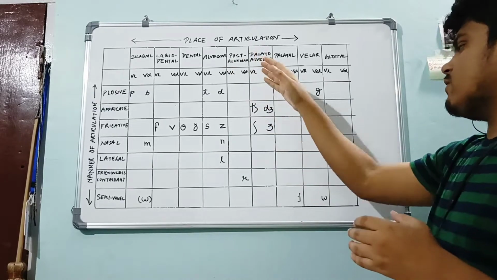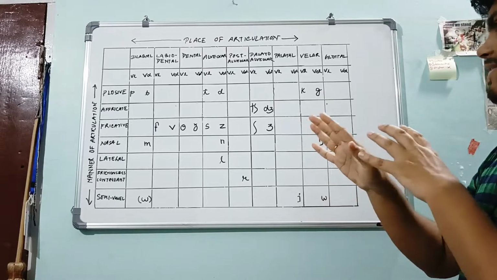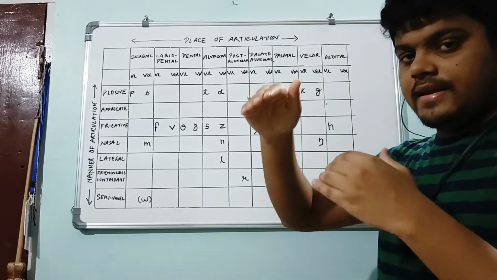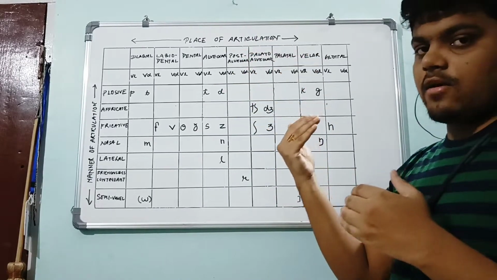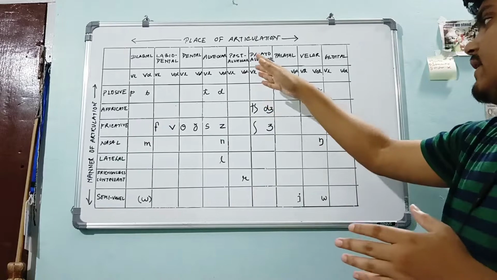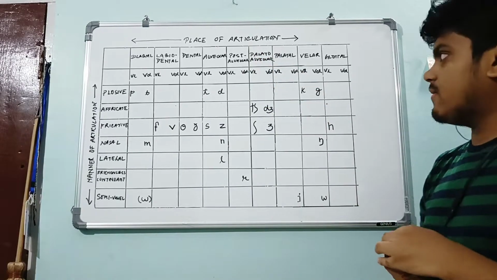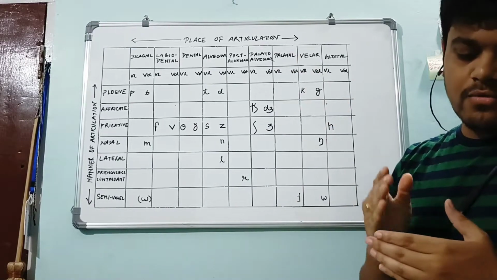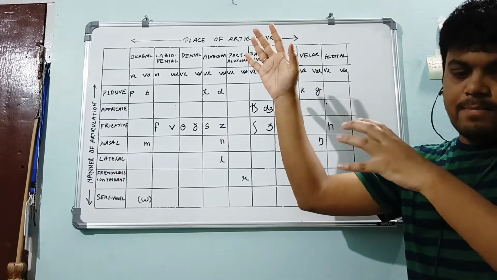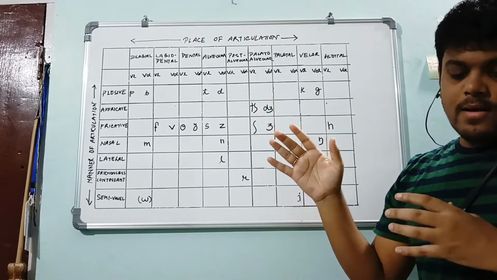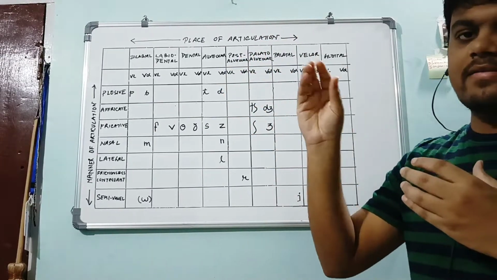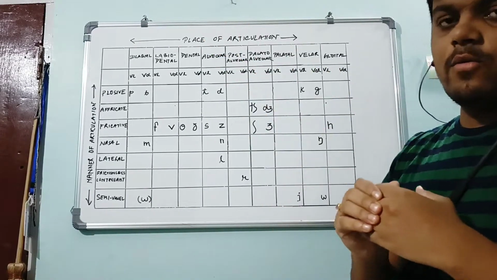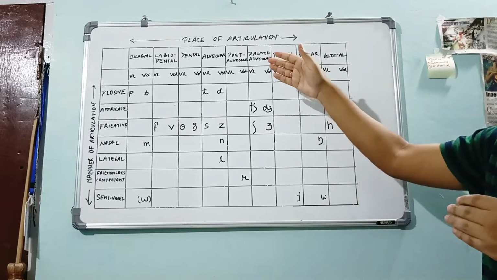Then comes the post-alveolar. Post-alveolar sounds are nothing but the sounds that are produced after the alveolar region. So it is on the back side of the alveolar region. The name is saying it here, post-alveolar. Then comes the palatoalveolar sounds. Palatoalveolar is a place of articulation which is produced when the tongue touches the hard palate or the ridge. So it is palatoalveolar.